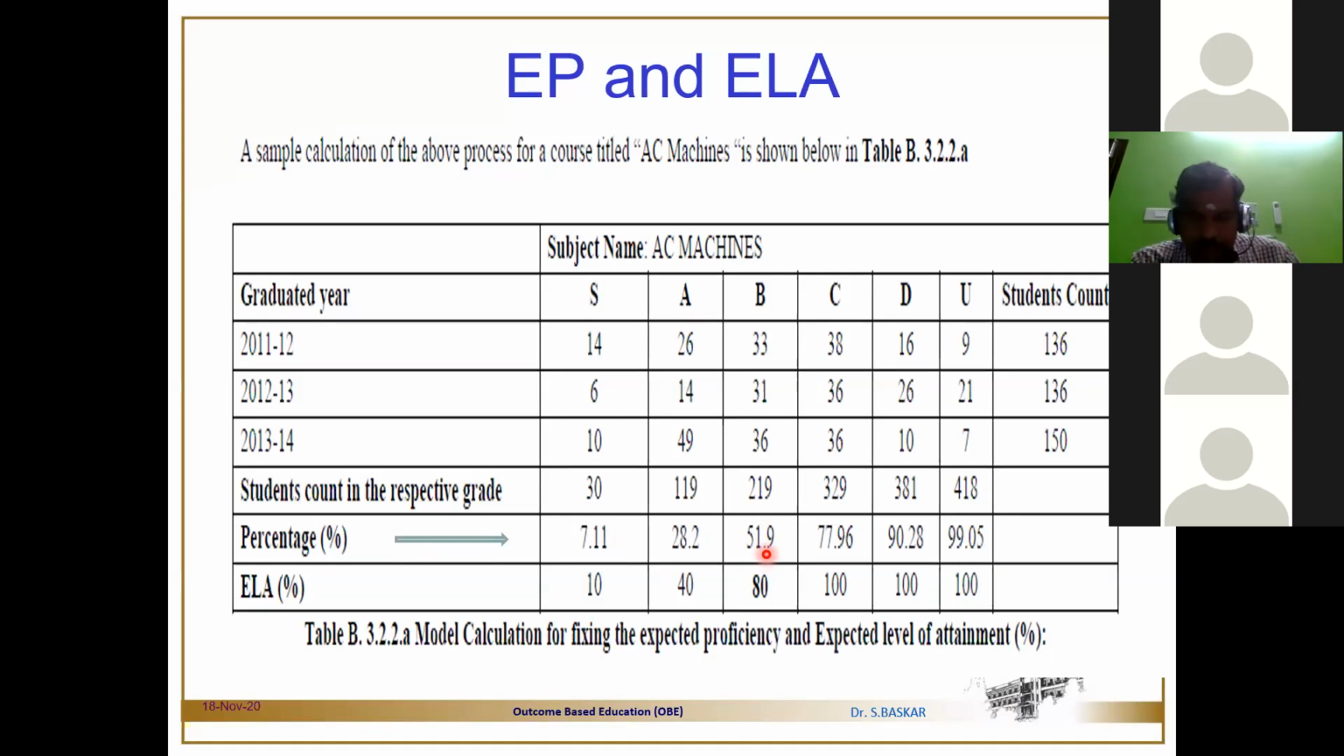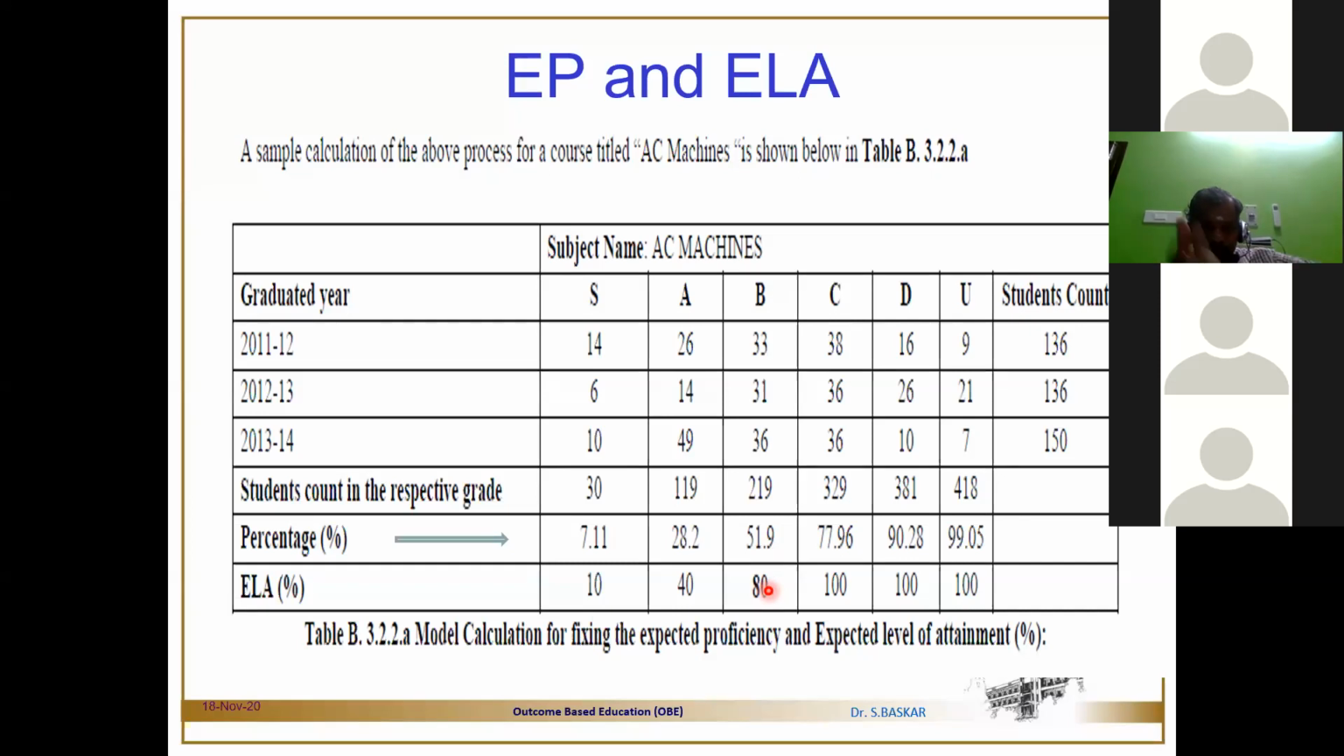If you multiply 51.9 with 1.5, because we are expecting 50% improvement, and round to the nearest multiple of 5, we will get 80. Because we want to fix the target in multiples of 5. We don't want to fix it using a fractional number, because targets will always be some rounded number. If you multiply 1.5 into 51.9, you'll get around 78. We make it the nearest integer in multiples of 5, that will be 80.